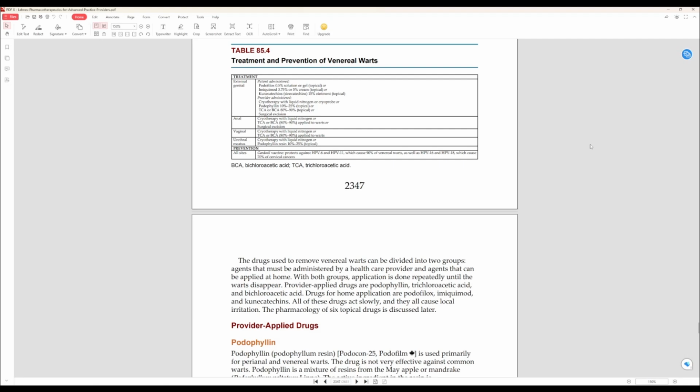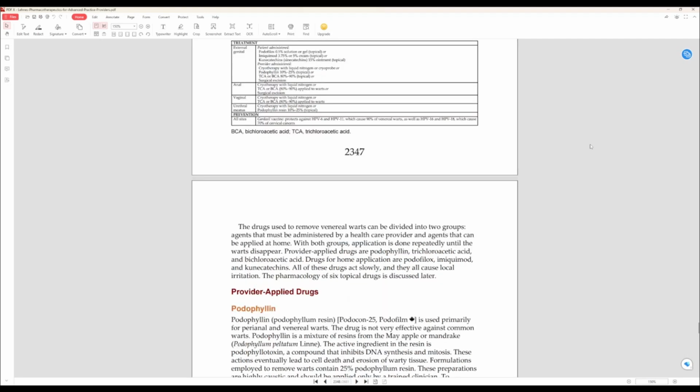Provider-applied drugs are podophyllin, trichloroacetic acid, and bichloroacetic acid. Drugs for at home include podofilox, imiquimod, and sinecatechins. All of these drugs act slowly and they all cause local irritation. The pharmacology of these topical drugs is discussed later.